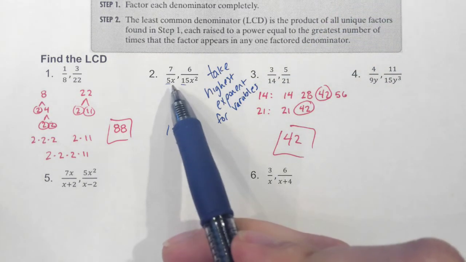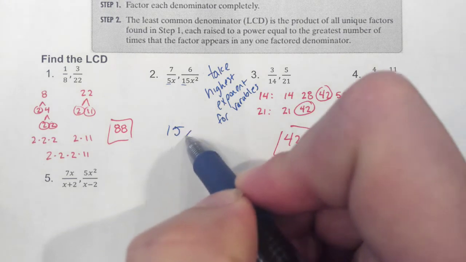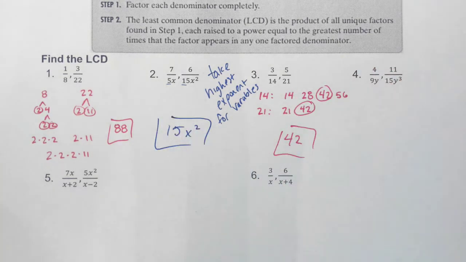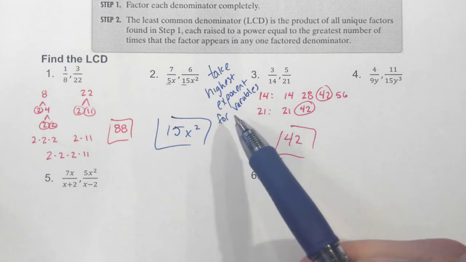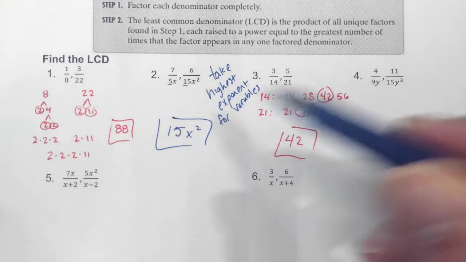So between x and x squared, which one's the highest? X squared. So 15x squared would be the common denominator between those two. So that's the key for variables. You just take the highest exponent. So let's look at 4. It's a lot like 3.